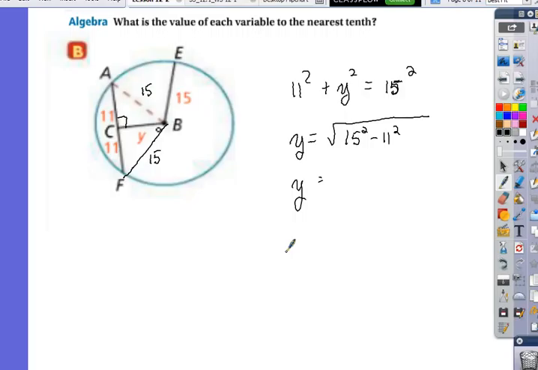What is that rounded to the nearest tenth? I'm doing it. 140. Well, Nate's wrong. It is 10.2. 10.2 is correct.